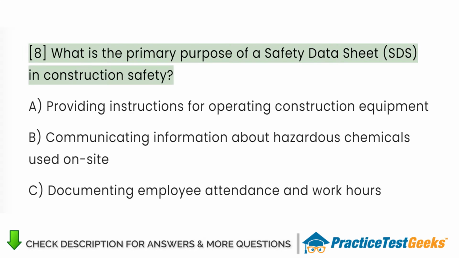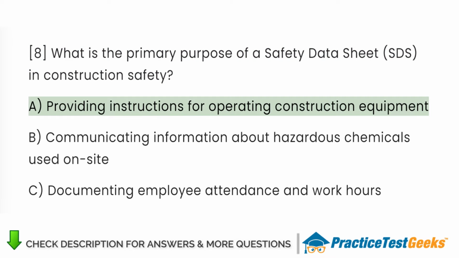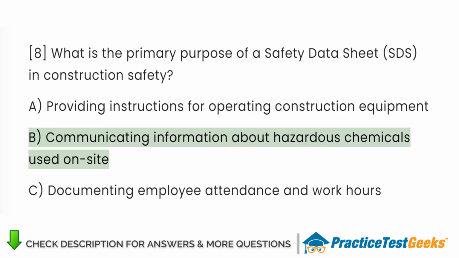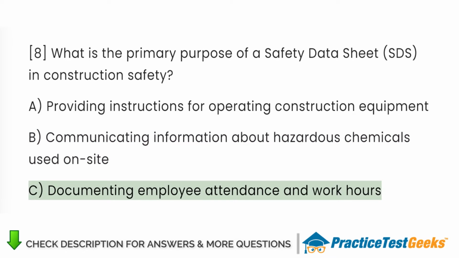What is the primary purpose of a safety data sheet, SDS, in construction safety? A. Providing instructions for operating construction equipment. B. Communicating information about hazardous chemicals used on site. C. Documenting employee attendance and work hours.